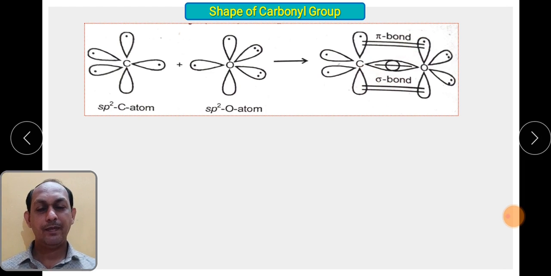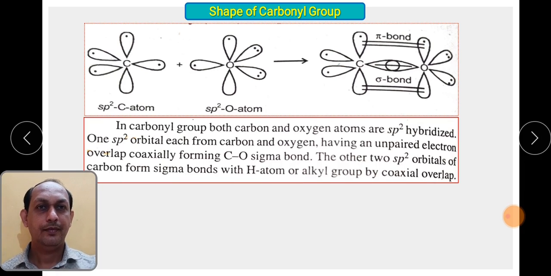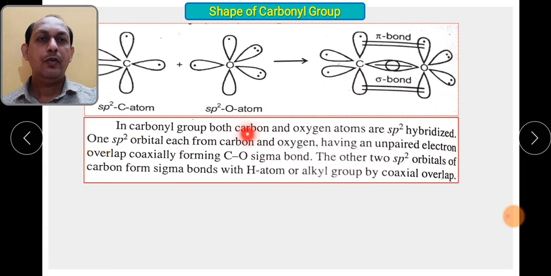So in a double bond, always remember that one bond will be formed as a sigma bond and another bond will be a pi bond. The pi bond is formed by lateral overlap. So in the carbonyl group, both carbon and oxygen are sp2 hybridized. Carbon and oxygen both are sp2 hybridized.